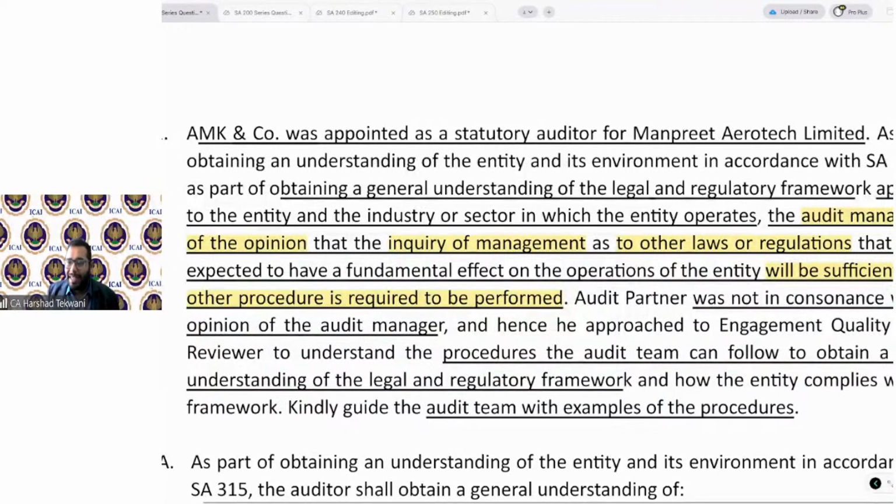You are required to guide the team with the examples of the procedures that the audit team needs to perform to obtain a general understanding of the legal and regulatory framework. So what procedures does the audit team need to perform to obtain an understanding of the legal and regulatory framework, and how the entity is complying with that? You need to provide some examples of procedures.